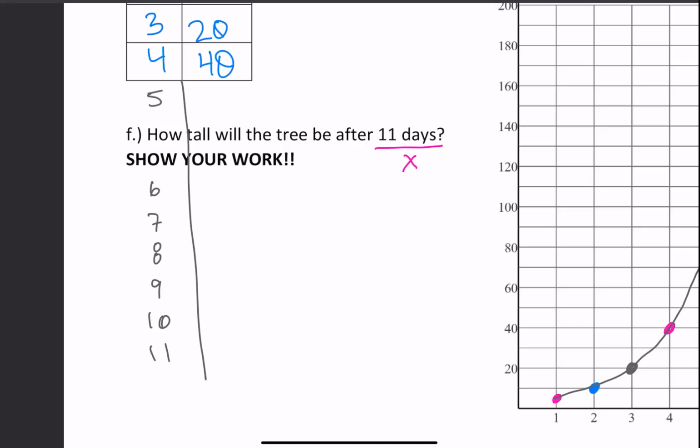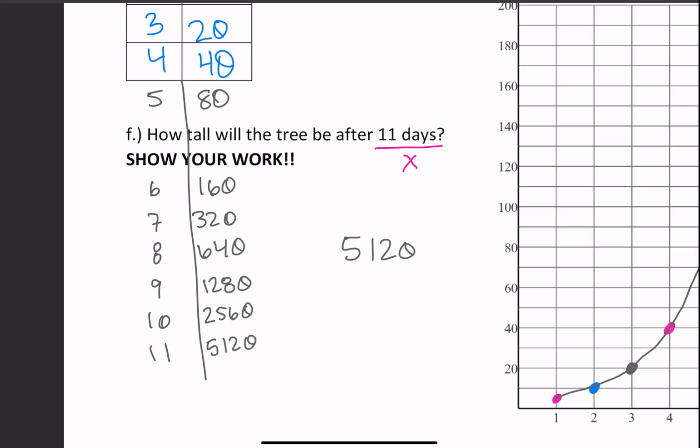So now we double. We got 80, then we got 160, then we got 320, then we got 640, and then we got 1,280, and then we have 2,560, and then we have 5,120. So that's our final answer, is 5,120. I just kept multiplying by 2.